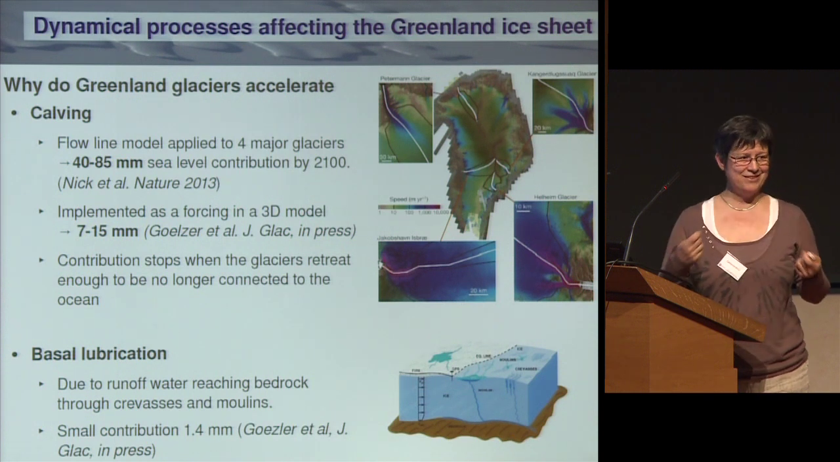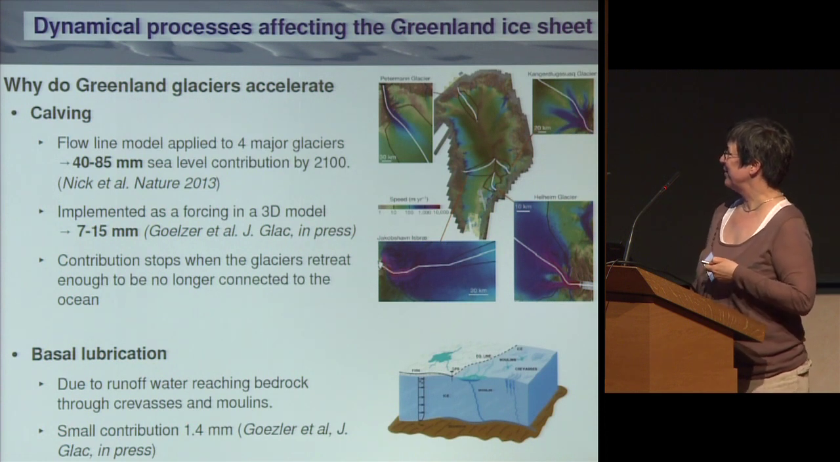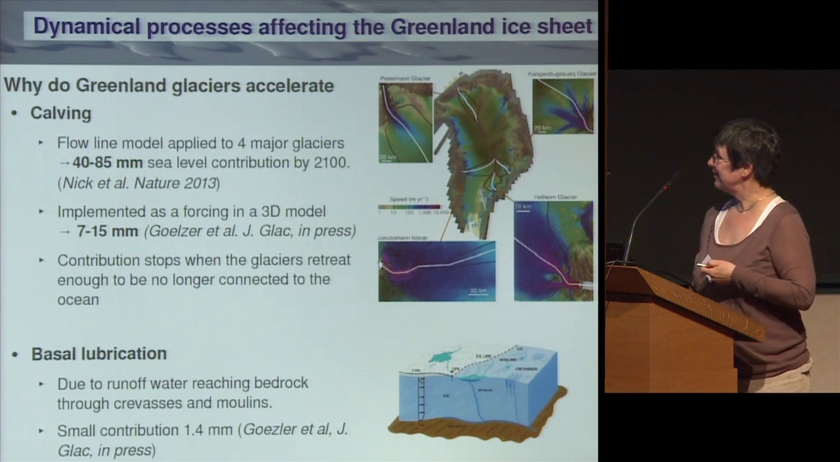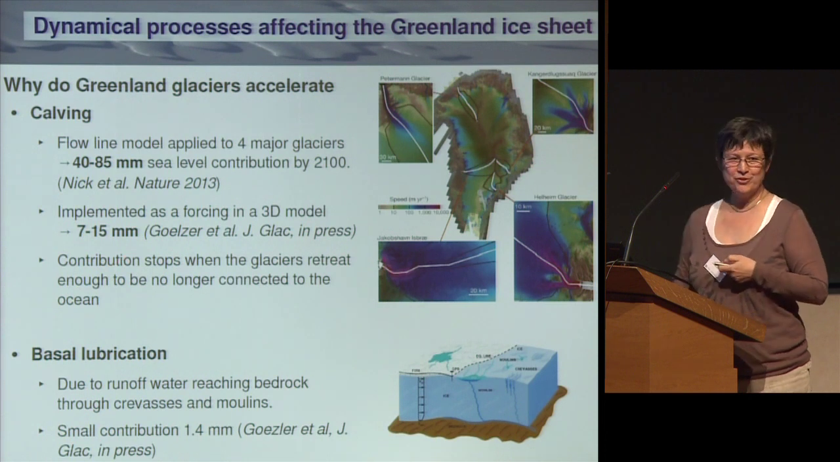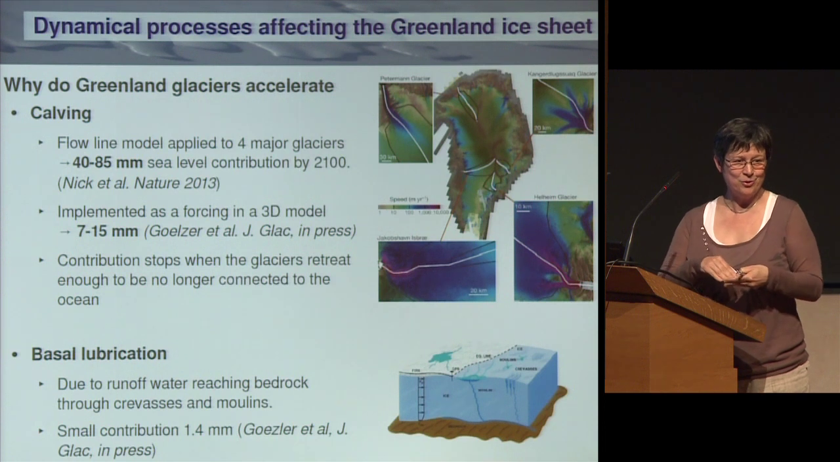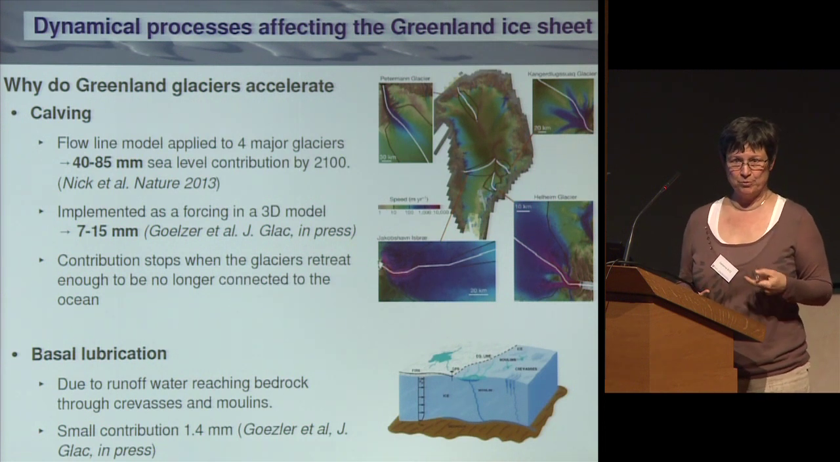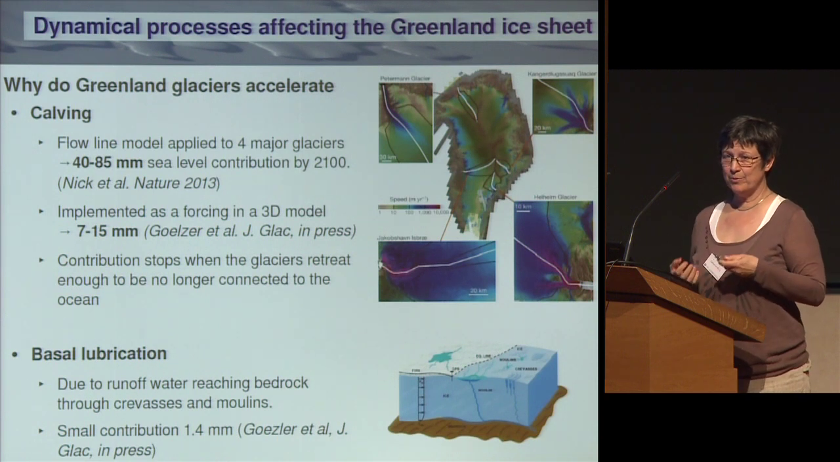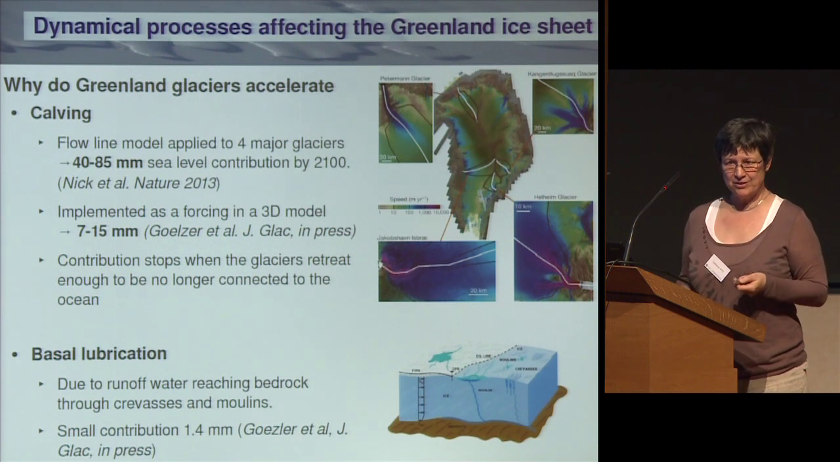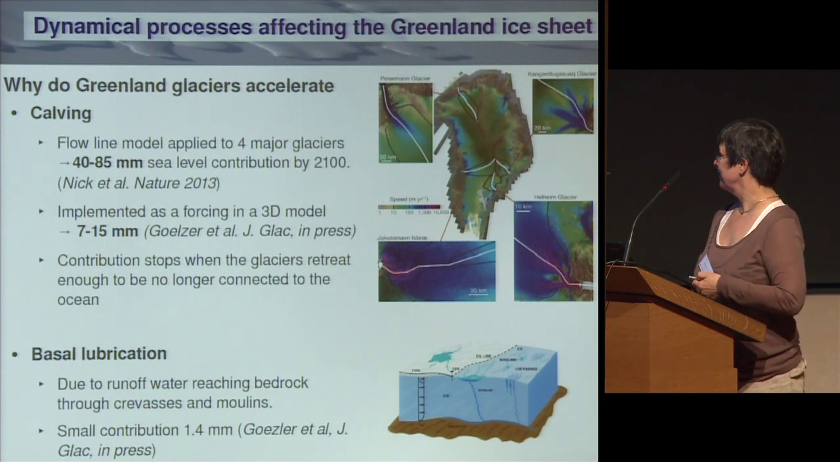So it's quite difficult to know what we have to think about it. One thing is sure, is that the contribution stops when the glacier retreats enough to be no longer in connection with the ocean. So it is a very, very important process now. It's about half of the imbalance of the Greenland ice sheet now, but it may not last forever.